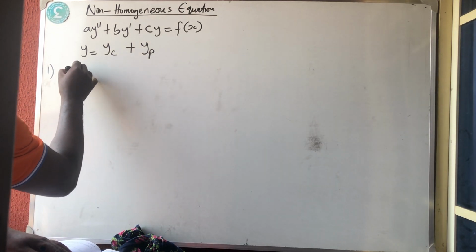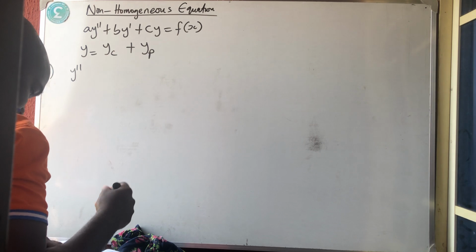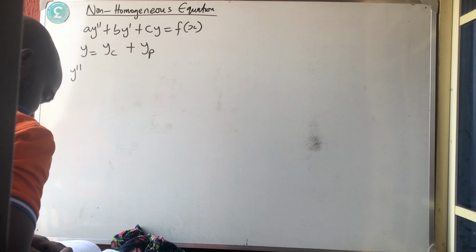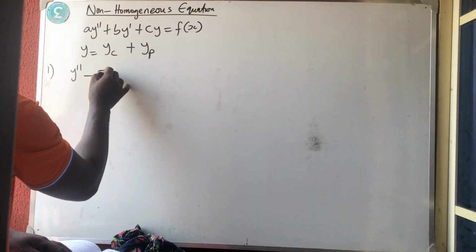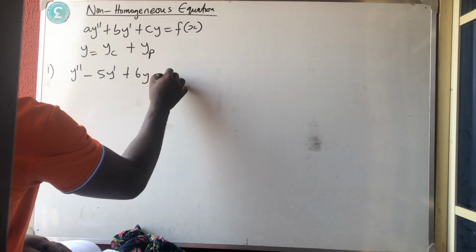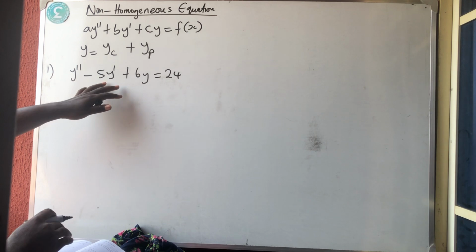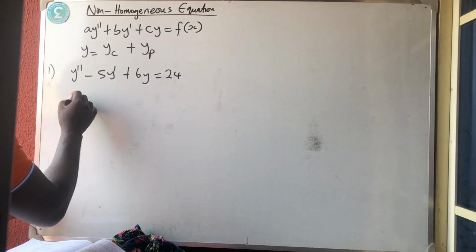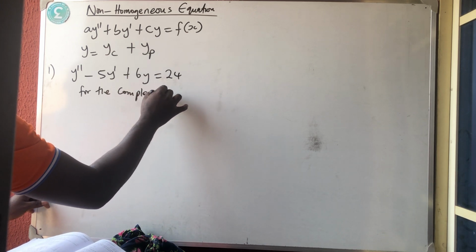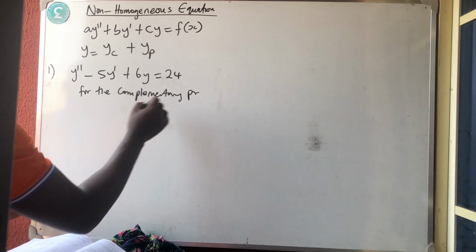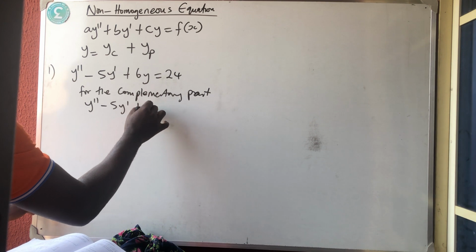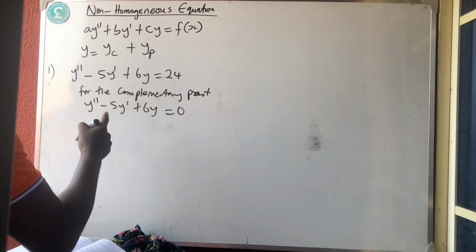The first question says y prime prime minus 5y prime plus 6y is equal to 24. Normally, we know how to solve this part. The first thing we do is the complementary part. For the complementary part, we have y prime prime minus 5y prime plus 6y is 0. Okay, just to get the complementary part.